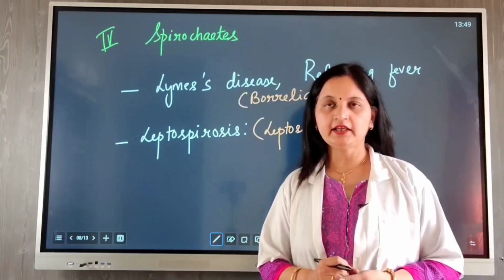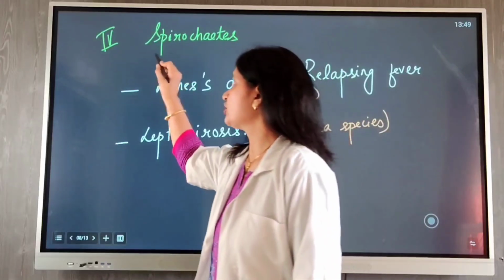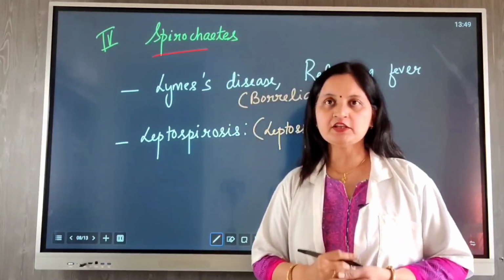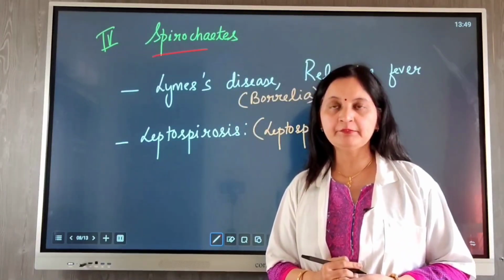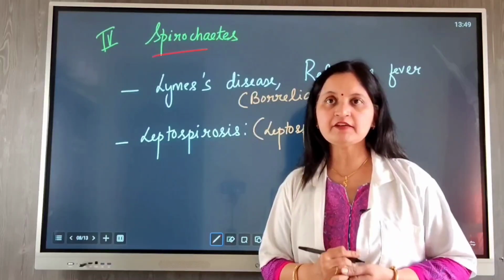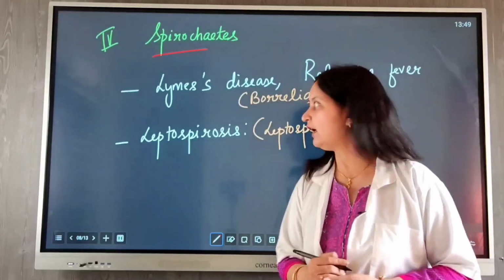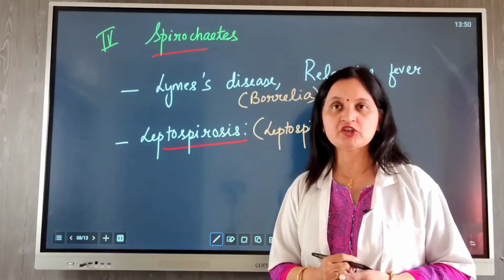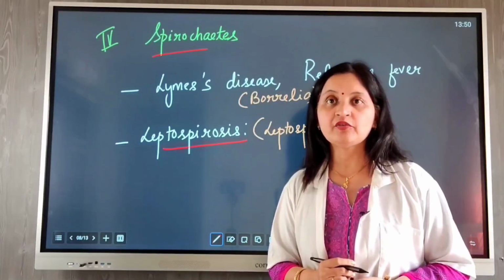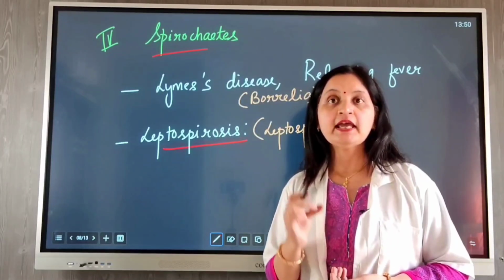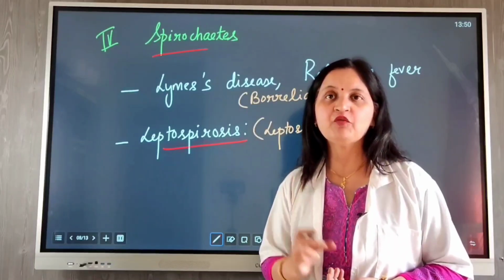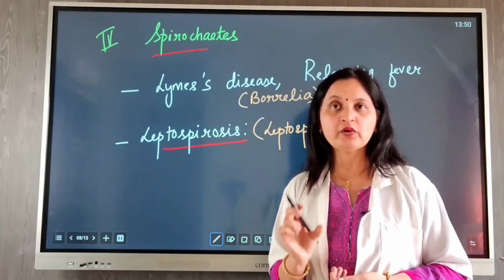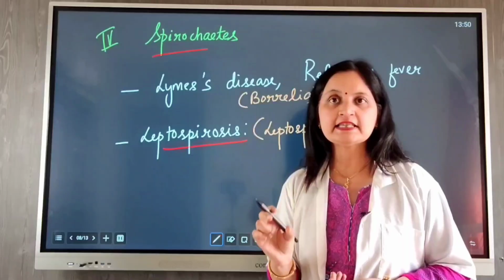Now the next category is the infections caused by spirochetes, and these include syphilis, which is caused by Treponema pallidum, Lyme disease and relapsing fever, which are caused by Borrelia, and leptospirosis, which is caused by Leptospira species. So leptospirosis is characterized by neurological involvement, hepatic involvement, and kidney involvement. It is also known as hepatorenal syndrome or Weil's disease.